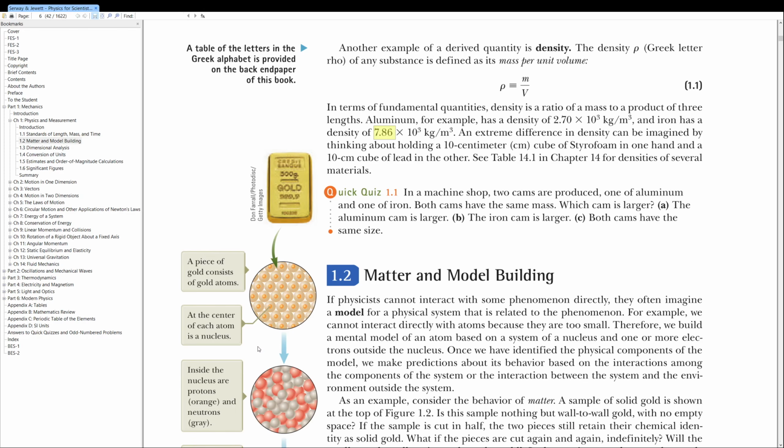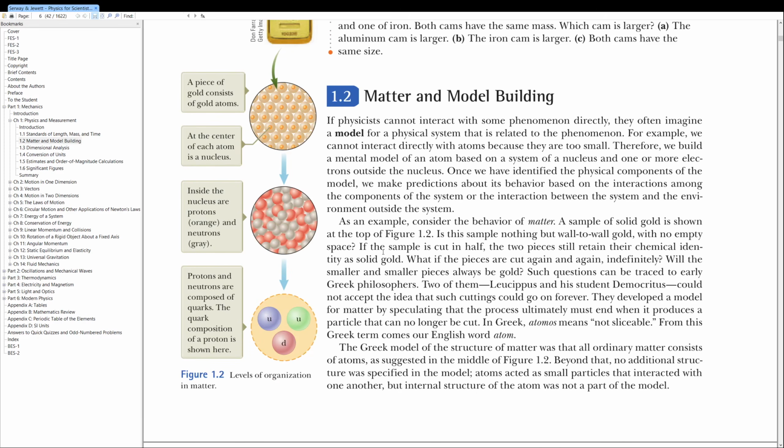All right. Okay, excellent. That's section 1.1. Section 1.2, matter and model building. If physicists cannot interact with some phenomenon directly, they often imagine a model for a physical system that is related to the phenomenon. Okay, we use models all the time for everything.